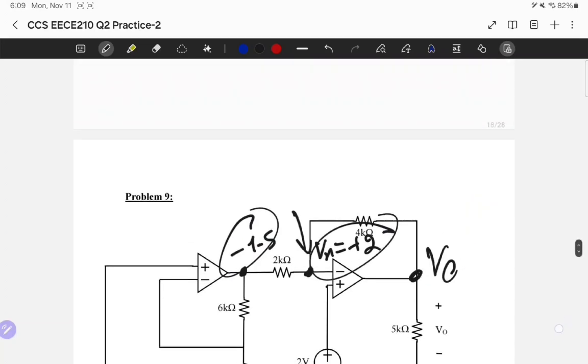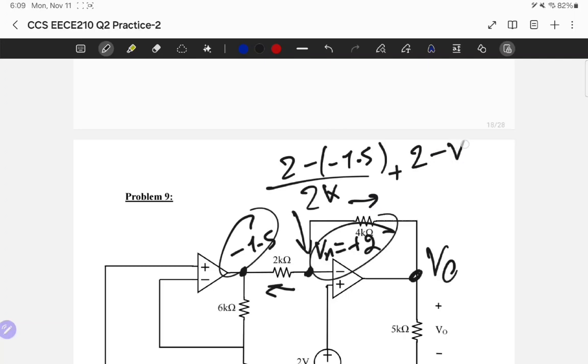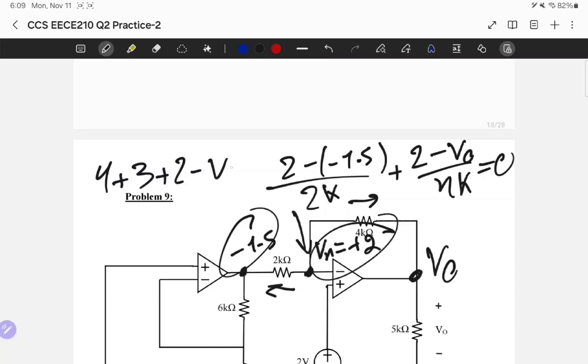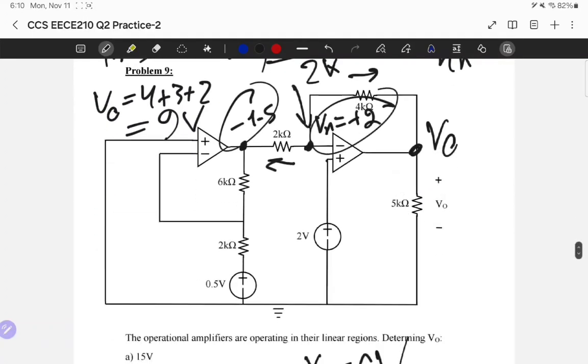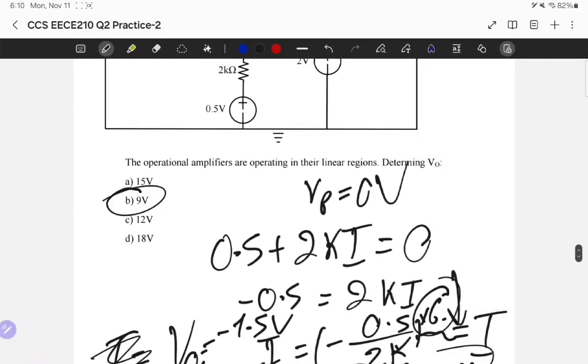so a KCL would be simple at Vn. So the current like this is 2 minus 1.5 divided by 2K, plus 0, nothing flows into the op amp, plus 2, the current in here, 2 minus VO over 4K, this is all equal to 0, and I can multiply everything by 4K, so I have 4 plus 3 and plus 2 minus VO, this is equal to 0. So VO is equal to 4 plus 3 plus 2, which is equal to 9 volts. And the answer is B, 9 volts.